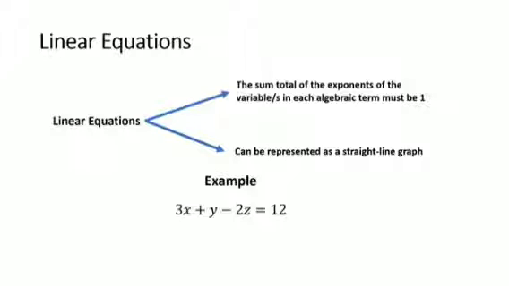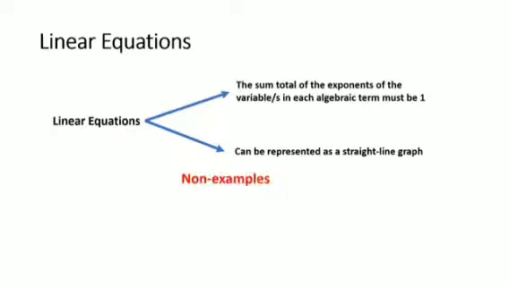What if I had 3x plus y minus 2z? Here we have 3 algebraic terms, 3x, y, and minus 2z. However, x is written to the power of 1, y is written to the power of 1 and z is written to the power of 1. This means, therefore, that the equation 3x plus y minus 2z equals 12 is also an example of a linear equation.